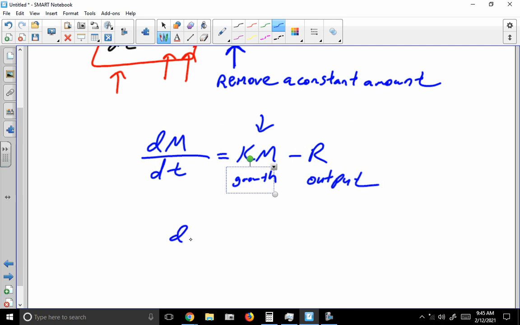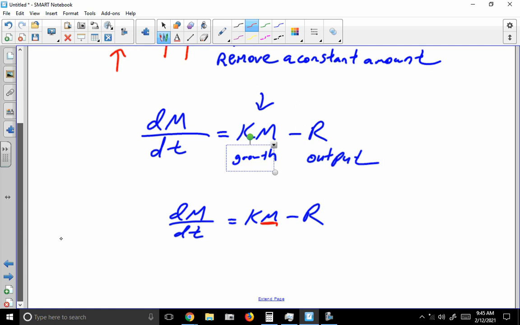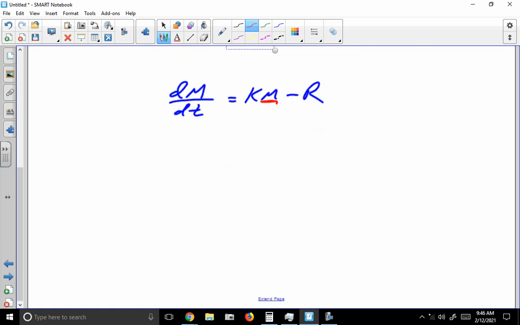So let's see how we would solve that. The only variable on the right side here is M for mass. So this one we can separate and integrate. M is a variable, the others are constants, so we can divide both sides by this.